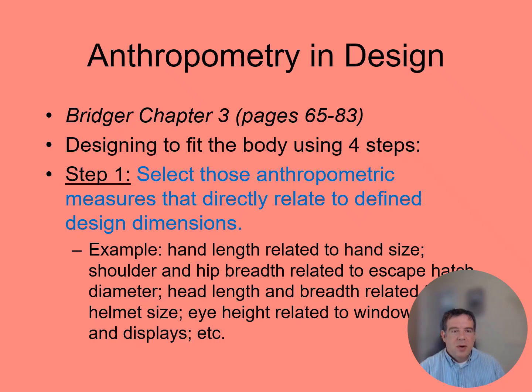So this comes from the Bridger book, and this is in your resources. But if you're interested in a basic template on how to design, we have 4 steps here. So one is to measure what we've been talking about, our landmarks. So for example, our hand width related to the hand size.